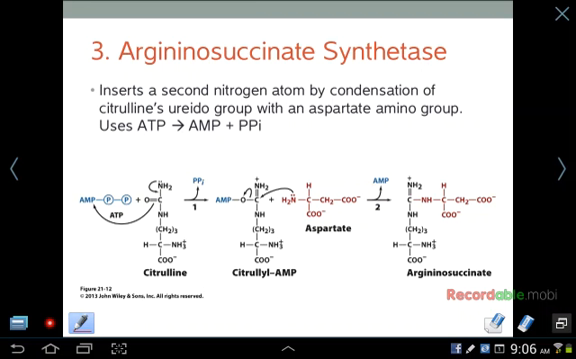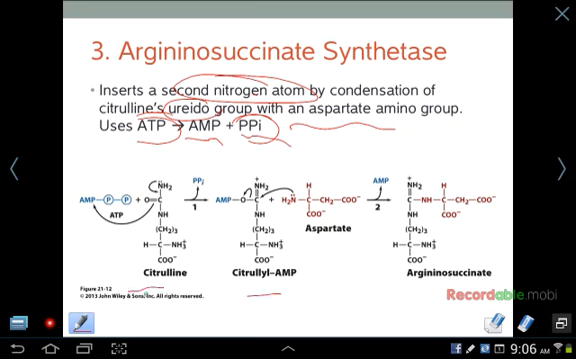Argininosuccinate synthetase then catalyzes the next step, step 3, where it inserts a second nitrogen atom by condensation of citrulline's ureido group with an aspartate amino group. This is where we utilize that ATP molecule, where we remove 2 phosphate groups to leave us with AMP and pyrophosphate, as you can see in this reaction here.